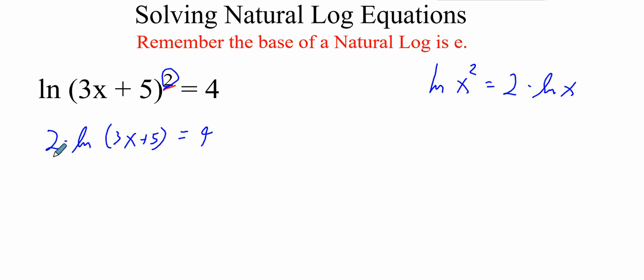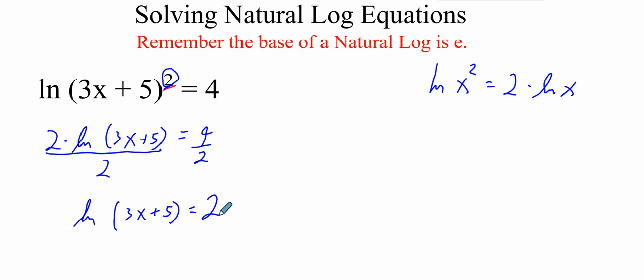Since that's multiplication, I can divide this side by 2, divide this side by 2, and I get ln of 3x plus 5 equals 2, because 4 divided by 2 is 2. Now that I've isolated that natural logarithm, I can raise this to the e power, raise this to the e power. Okay? And so I have 3x plus 5 equals e squared.